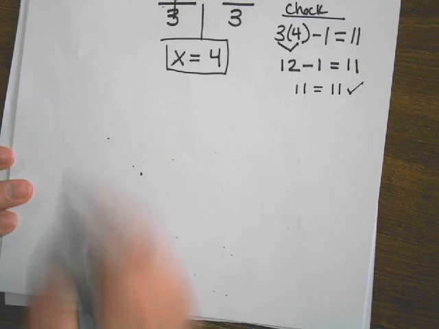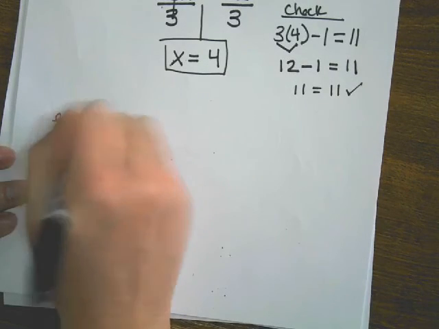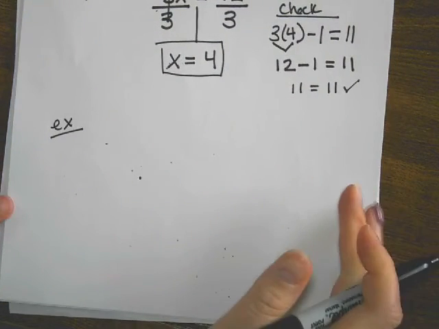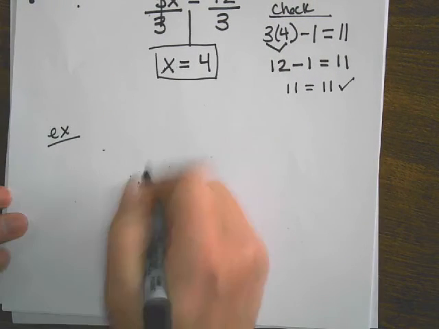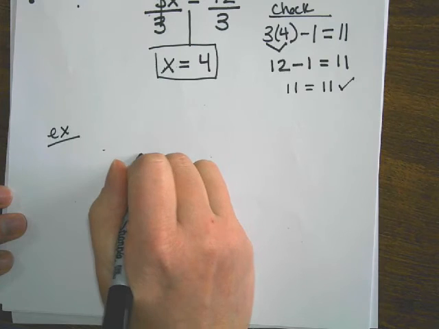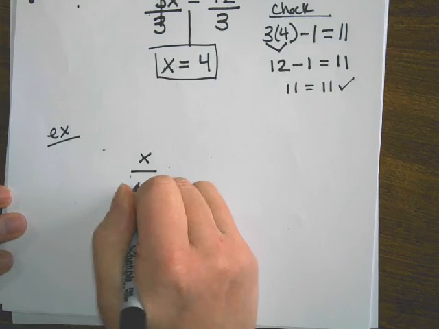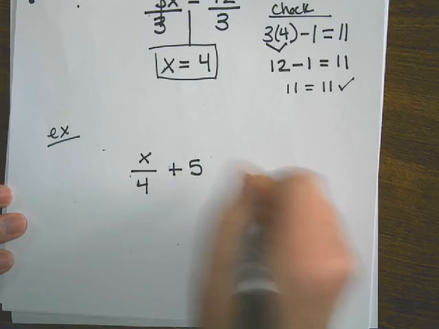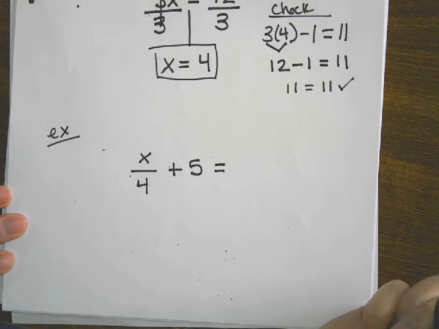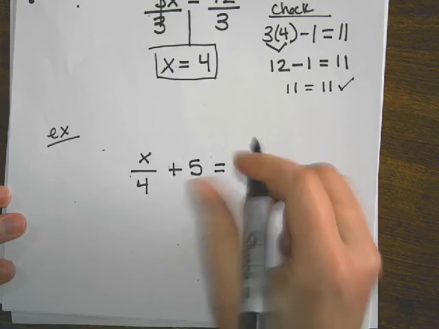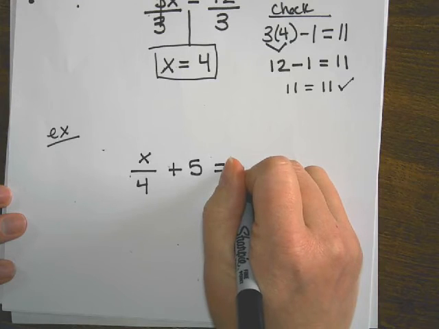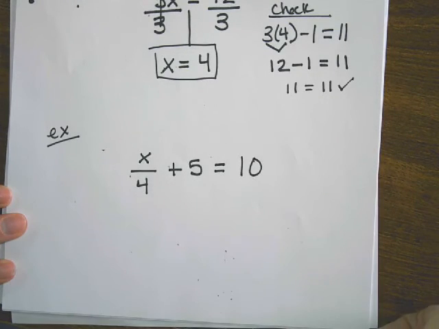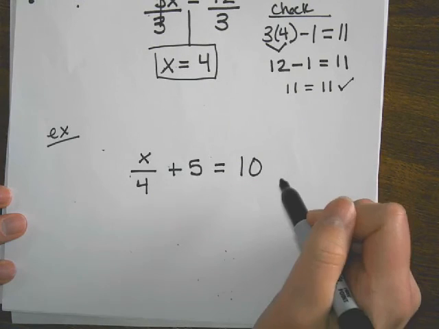I'm going to do one more of these. It's going to be a tough one. It's going to have some division in it, and division looks a little crazy sometimes. So let's say I have x divided by 4 plus 5 is equal to, let's say 10. So x divided by 4 plus 5 equals 10.